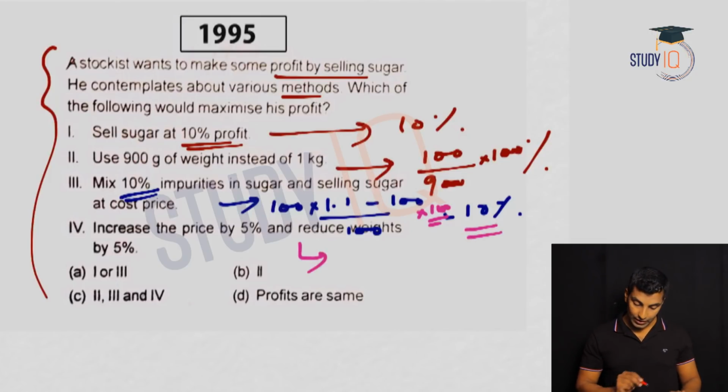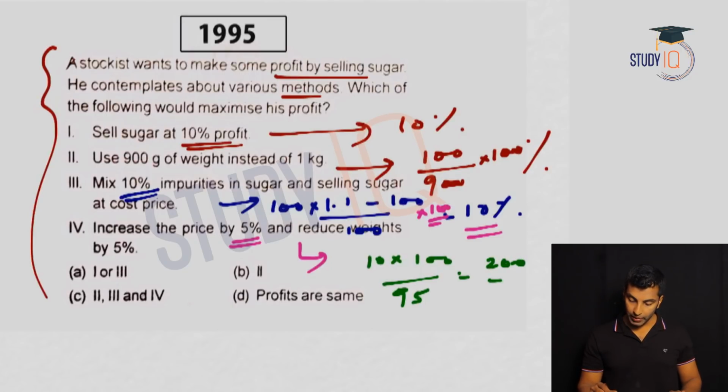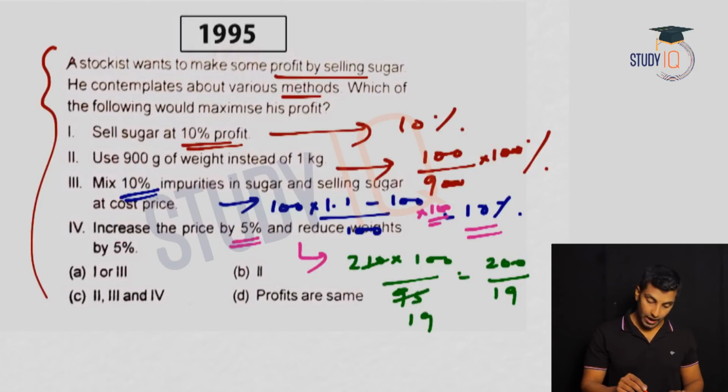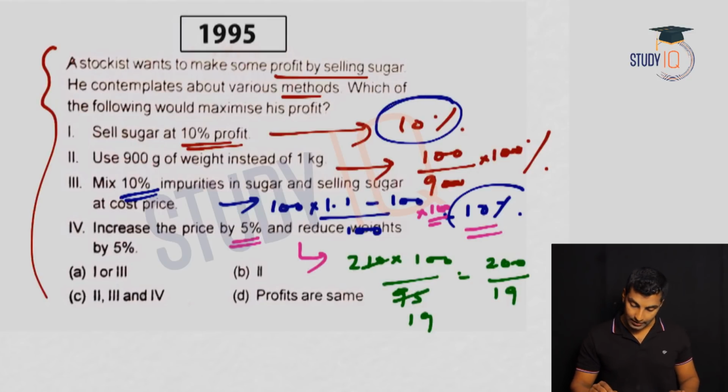So here also you'll get 10% profit. Now what is the last situation? Increase the price by 5%, reduce the weight by 5%. So price you increase by 5%, weight you reduce by 5%. In this case, what is the margin you will get? You will get 10 into 100 by 95, so this will be around 200 by 19. This is getting cancelled out with 5, so this becomes 2, this becomes 19, so 200 by 19. Now tell me which one among these is larger? This is 10% and this is 10%.